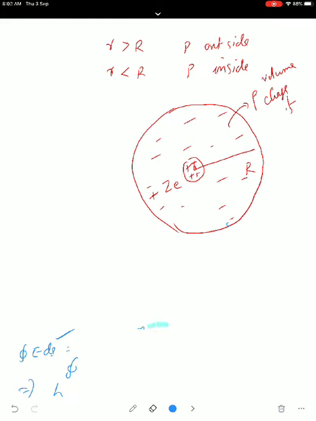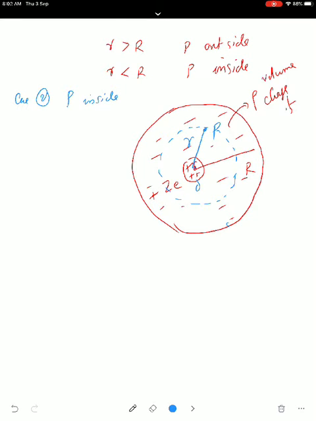When point P is inside the atom, it is a slightly important part. Case 2, point P inside. So take a point P here inside, which is at a distance r. O is taken as the common center. Construct a Gaussian surface, a concentric sphere. Again a concentric sphere of radius small r is taken, that is the Gaussian surface here.